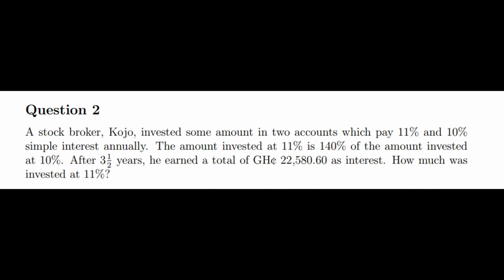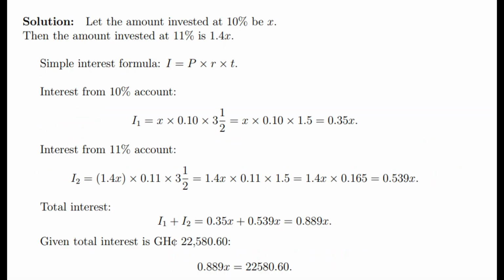So let's look at the solution. The amount invested at 10% will be x. That will be the principal. So we are letting the amount invested at 10% be x. Then the amount invested at 11% is 1.4x. Why is it 1.4x? This is because the question said the amount invested at 11% is 140% of the one deposited at 10%. So this gives us 1.4x. So the principal of the 11% account is 1.4x.